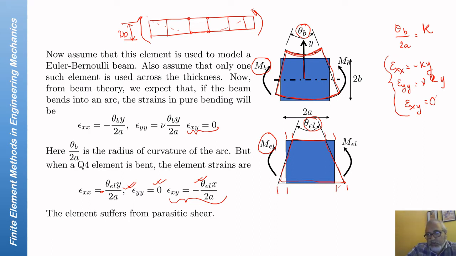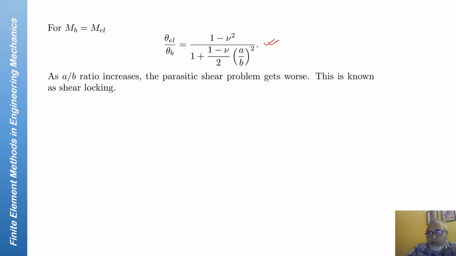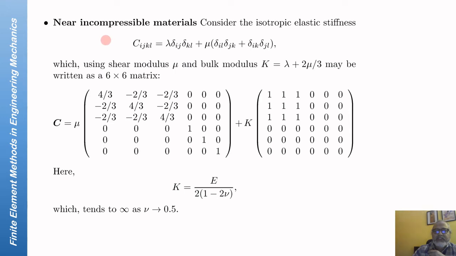The locking can happen due to other reasons also. Let us look at them. So one of the other reasons where locking can happen is in near incompressible materials, which have a nu that is very close to half. So consider an isotropic material. In a linear elastic problem, this is the isotropic C_IJKL, the stiffness matrix, and it is written as a 6x6 matrix. We have done that. Now, let us split it up into two parts. So instead of using lambda and mu, let us use mu and the bulk modulus as the two constants in this relationship.